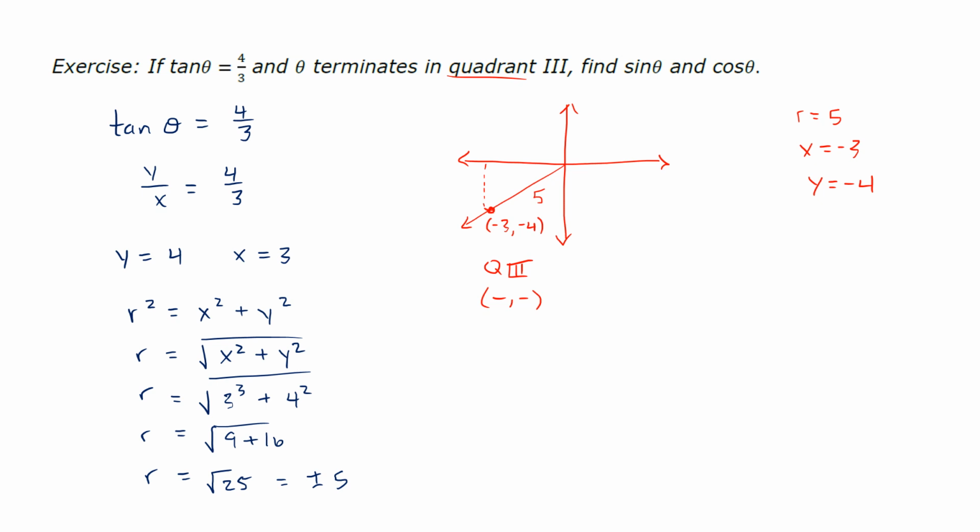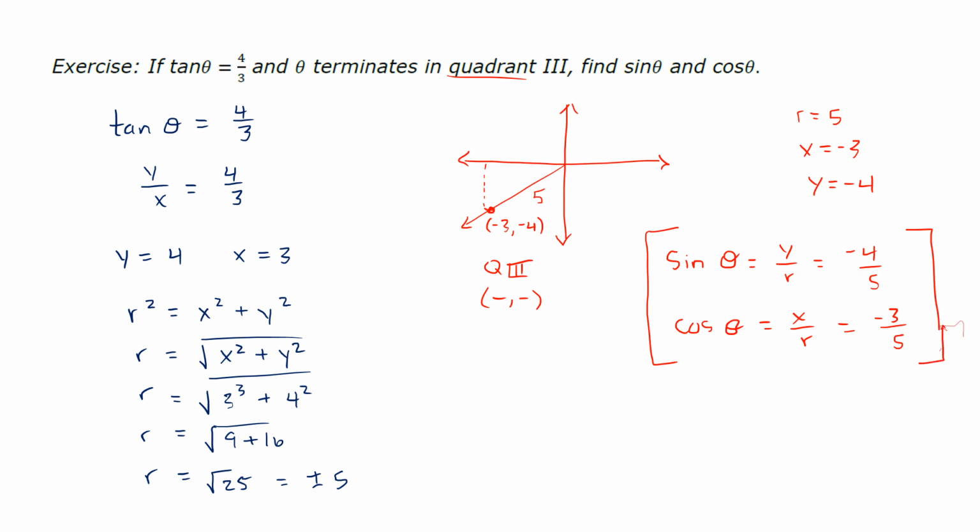So now that we have them, where r is 5, x is -3, and y is -4, we can find the sine of theta, which is y over r, which is -4 over 5. And we can find the cosine of theta, which is x over r, which is -3 over 5. Okay, and these are then the answers to our problem.